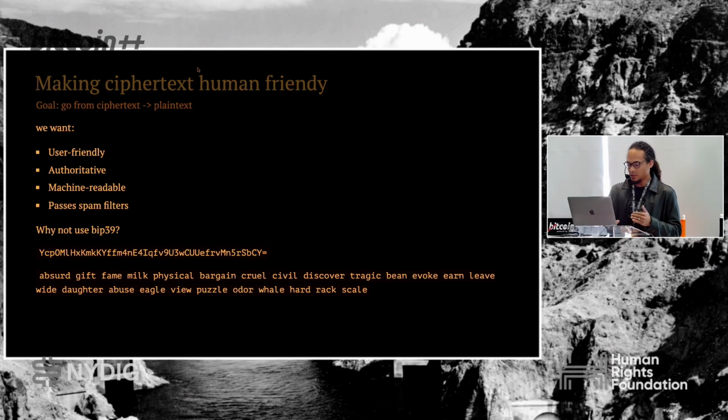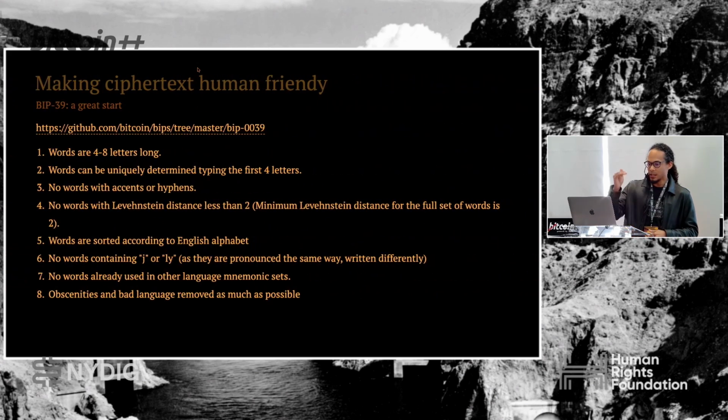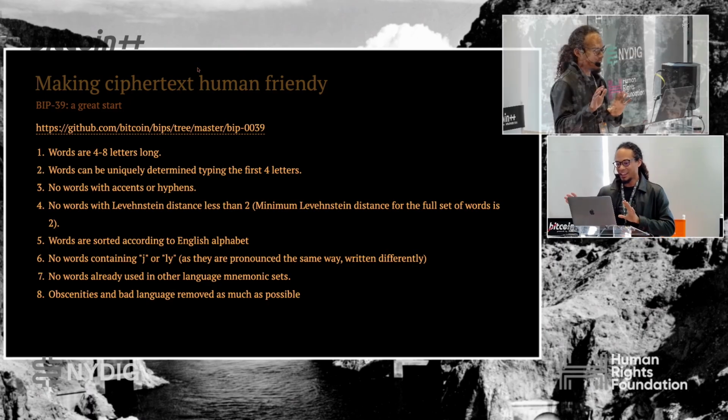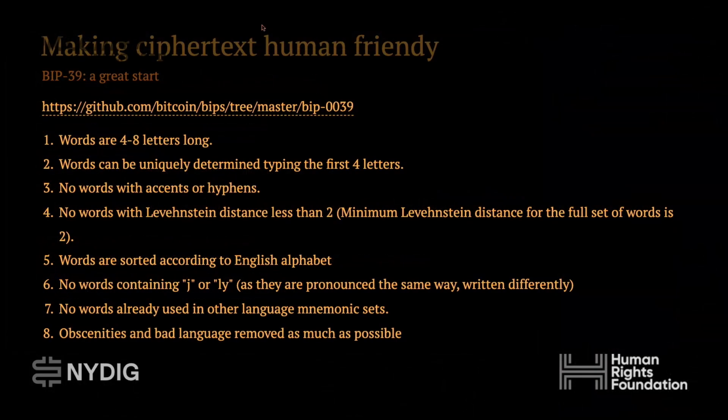So basically you have a word list. You design a word list that's like 48 words long, and then you try to make sure the words are easily distinguishable, and it has like 8 different rules. You can go through this. So I was like, okay, cool.